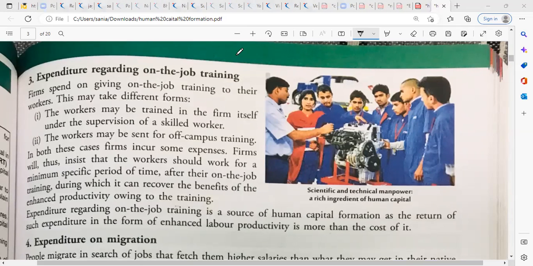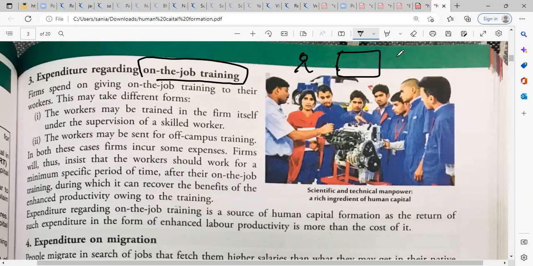Yes, ma'am. Okay. Now, expenditure regarding on the job training. On the job training is, for example, I gave an interview in some company and I got hired. This is my company. Okay, over here, of course, see, though I am an engineer, every country has its own rules and regulations. Every country has its own environment. So before joining, everyone gives you the training. Someone will be giving you paid training, someone will be giving you unpaid training. That is on the job training.